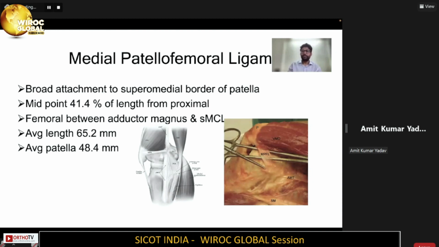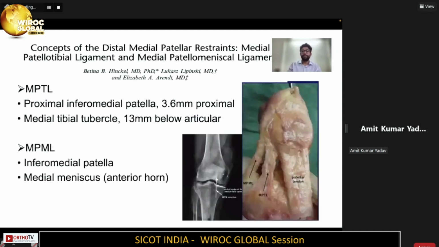MPFL is attached around 41.4% of the length from the proximal pole of the patella. On the femoral side, it is between the adductor magnus tendon and the superficial MCL. So this forceps is showing the insertion of the MPFL. The average length of the MPFL is 65.2 mm.